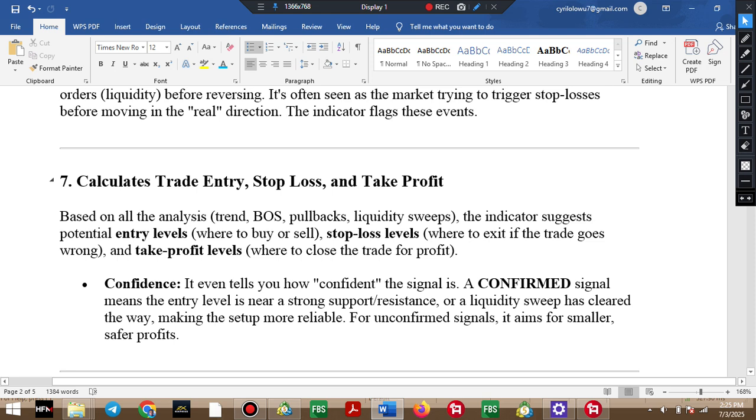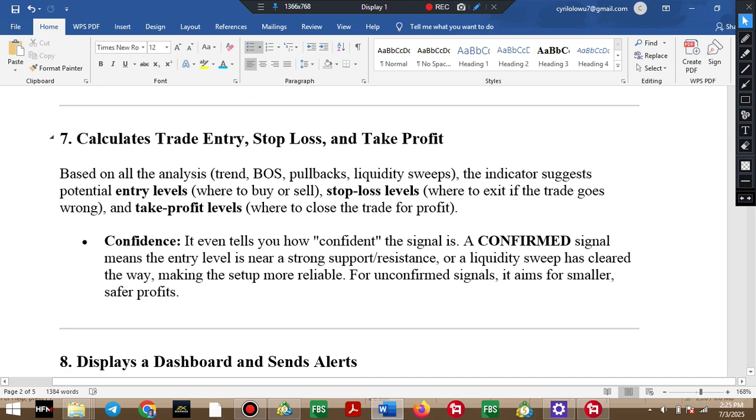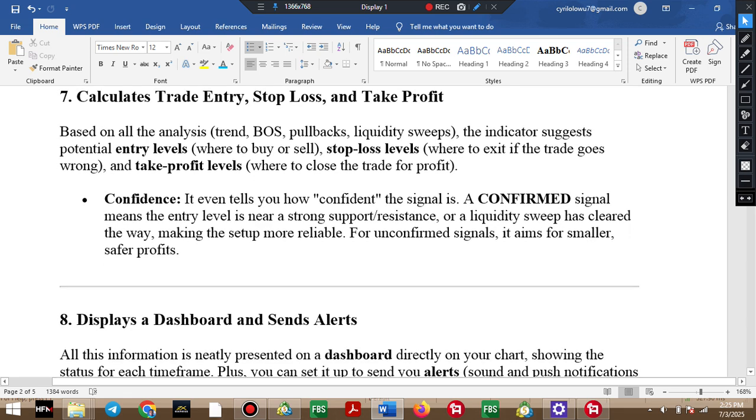Number 7, it calculates trade entry, stop loss, and take profit. Now, after it has analyzed the trend, the liquidity, the break of structure, and everything, it now uses all this information to figure out your entry point, your stop loss, and then your take profit. Based on all the analysis, trend, BOS, pullback, liquidity sweeps, the indicator suggests potential entry levels, where to buy or sell, stop loss levels, where to exit if the trade goes wrong, and take profit levels, where to close the trade for profit. Are you getting it now?